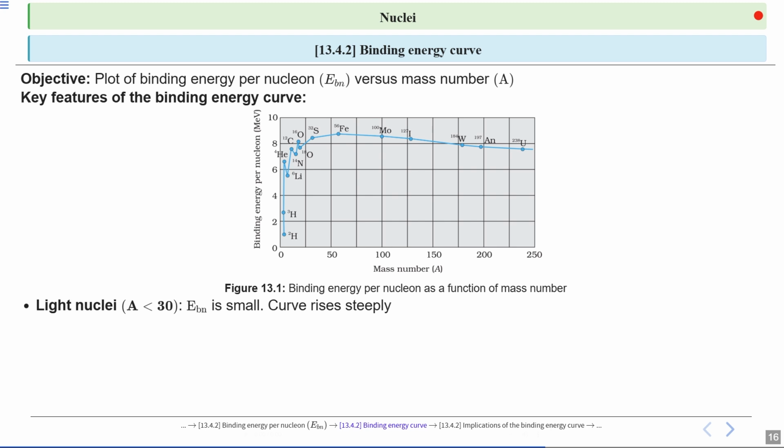First, focus on the light nuclei, where the mass number A is less than 30. Here, the binding energy per nucleon EBN is quite small, and the curve rises sharply. This means that as we add more nucleons to very light nuclei, each additional nucleon makes the nucleus much more stable. For example, hydrogen and helium have low binding energy per nucleon. But as we move to elements like carbon and oxygen, the value increases quickly.